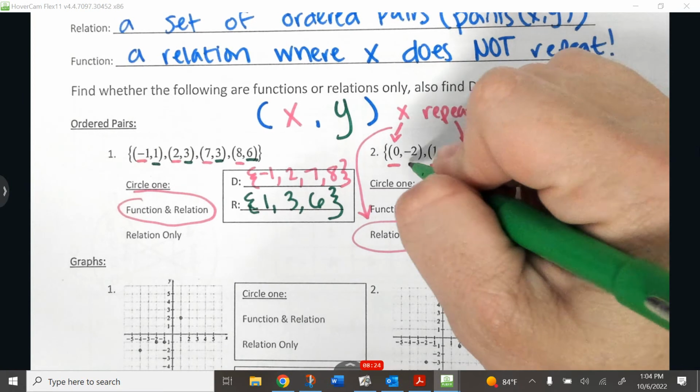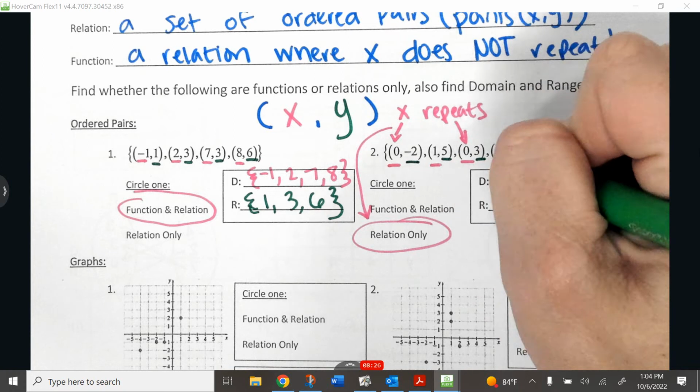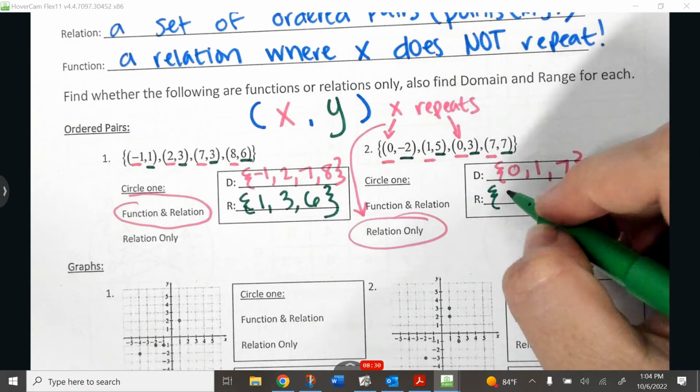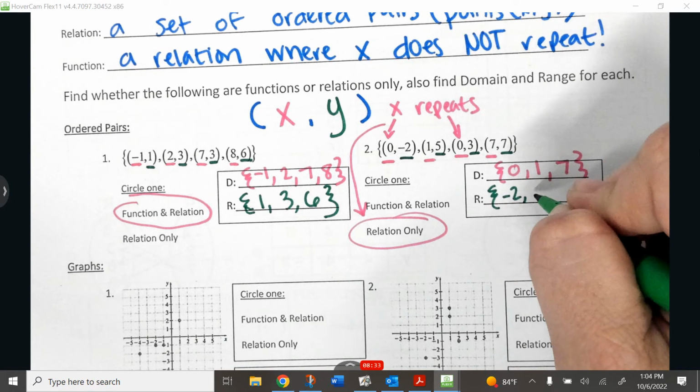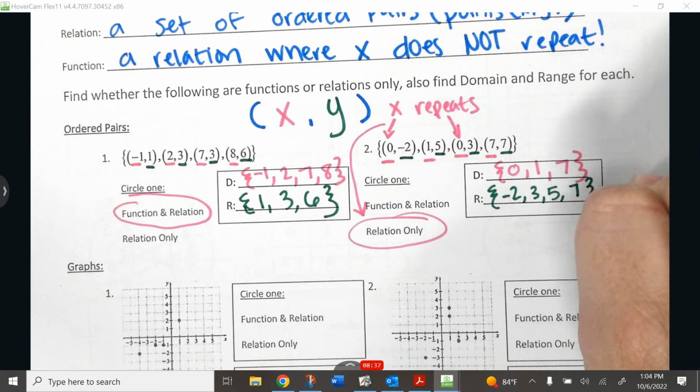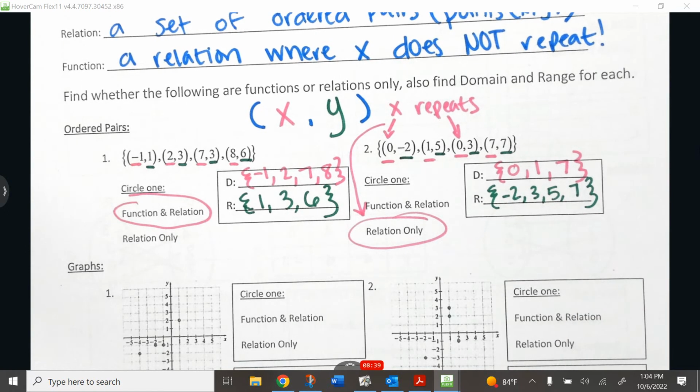And then range, my y is -2, 5, 3, 7. So in numerical order, what would that be? Then what? Then what? Perfect. Now, if you don't like looking at them like that, could you write them in a table? Yeah, you can plug them in however you want or wherever you want. Plot the points, I don't mind.